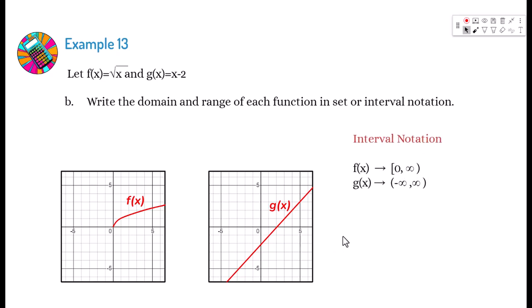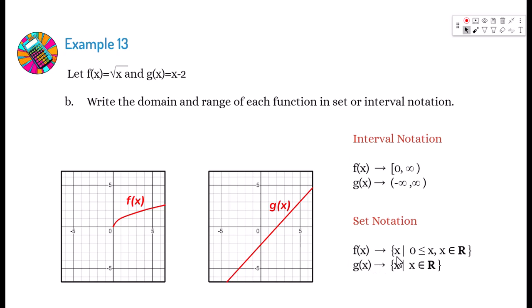Now, if we put that in interval notation, remember that square brackets mean the number is included, and round brackets mean the number is not included. However, in the case of negative and positive infinity, we include round brackets. We never put a square bracket on infinity because infinity technically is not a number, it's a concept. So we just put a round bracket on the infinity. For f of x, the domain is 0 to infinity, and for g of x, from negative infinity to positive infinity.